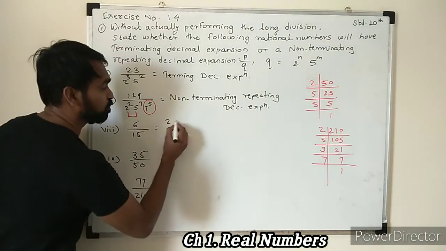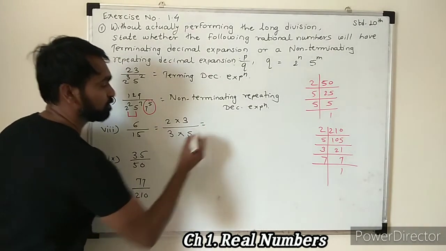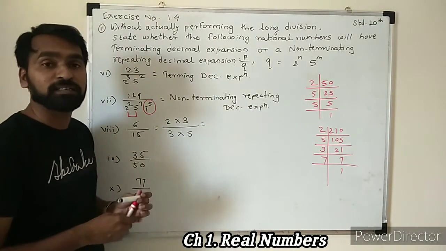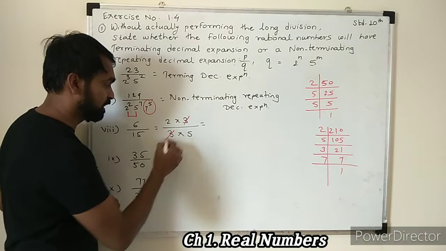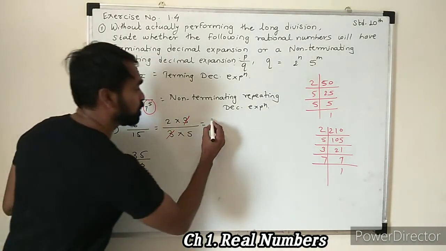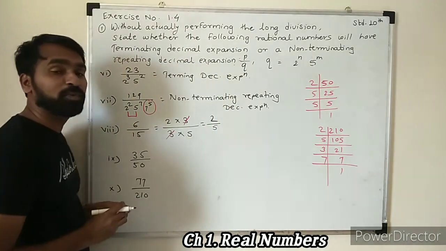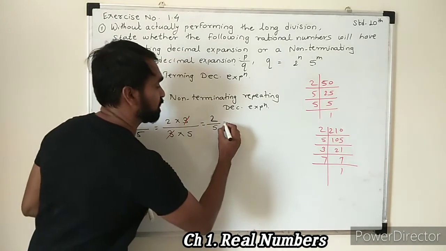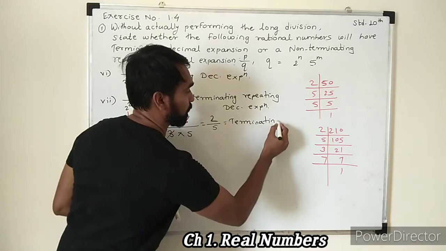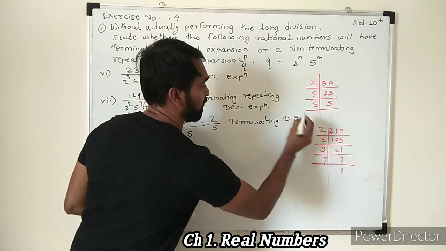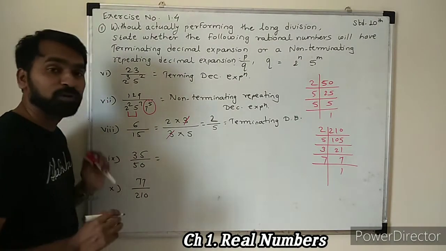Now see the next, that is 8 number, 6 upon 15. 6 means 2 multiply 3, upon 15 means 3 multiply 5. Right? First you find the factors. Now see here in numerator and denominator, does anything cancel? So here 3, 3 get cancelled. So what is the remaining? 2 upon 5. Now see the denominator is in the form of 5. Okay, so therefore here terminating decimal expansion. Okay.